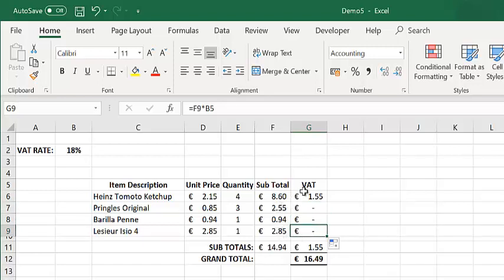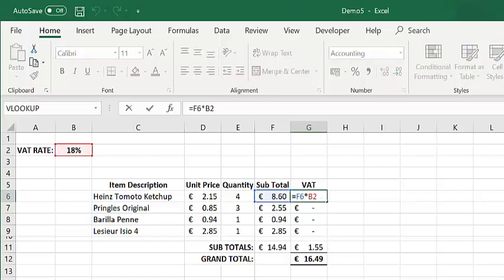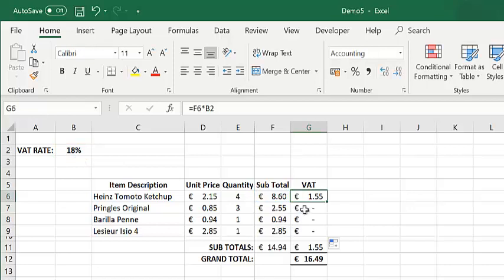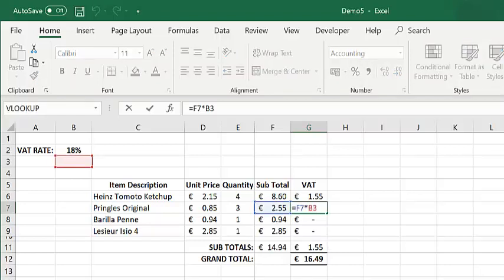The reason for this is that when we calculated the VAT for that cell, we multiplied this cell with this cell. Now, if we check the VAT of the next row, we are multiplying this cell, which is the correct subtotal, with this cell, which, as you can note, is empty.